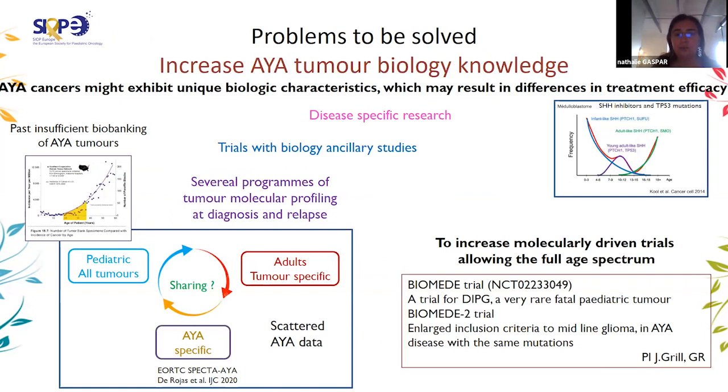Another very important thing is that if we want to develop new drugs in adolescents and young adults, we also need to improve the knowledge of the biology of adolescent and young adult cancer. There is a huge effort coming from every world, from the pediatric world, from the adult world, and also specific AYA programs to try to get more insight into the biology of the tumor with molecular profiling programs. And this is also leading to new trials. For example, the BIOMEDE trial was typically a pediatric trial for DIPG. Then, through the biology they have done, they realized that some of the adult midline gliomas that were more seen in young adults had the same mutation. And now the following trial is not limited to the pediatric population, but also includes the adolescent population.